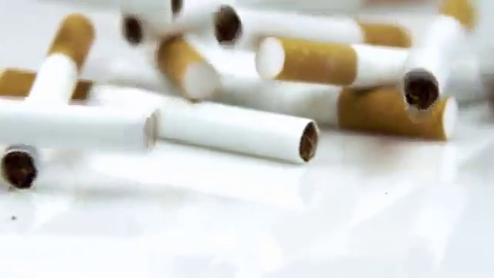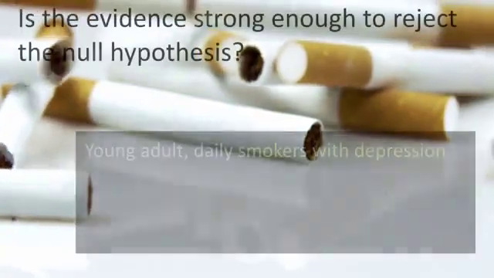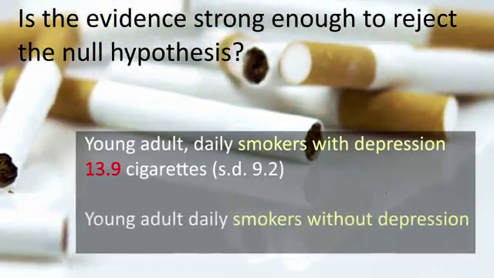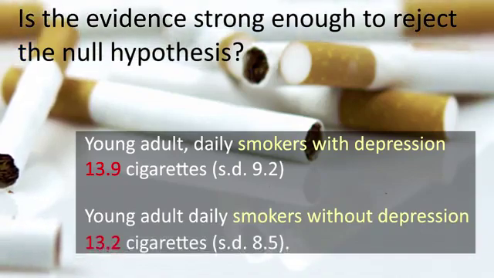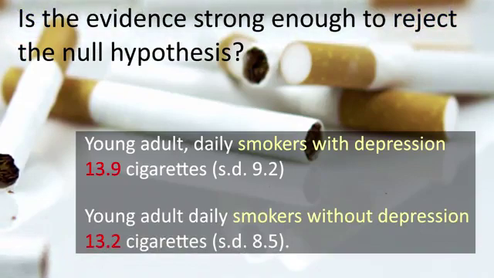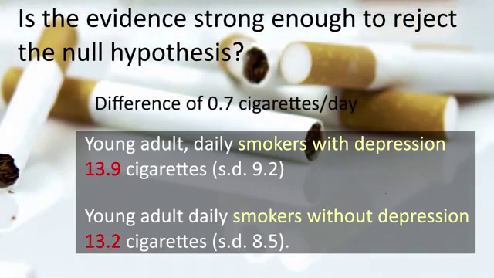So now we need to assess the evidence in order to determine whether the data provides strong enough evidence against the null hypothesis, that is, against the claim that there is no relationship between smoking and depression. We really need to ask ourselves, how surprising or rare is it to get a difference of 0.7 cigarettes smoked per day between our 2 groups, that is, those with depression and those without, assuming that the null hypothesis is true, that there is no relationship between smoking and depression.